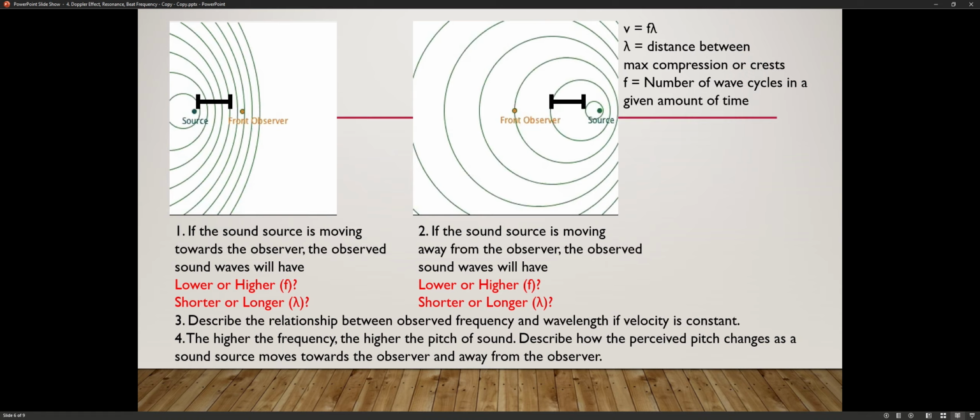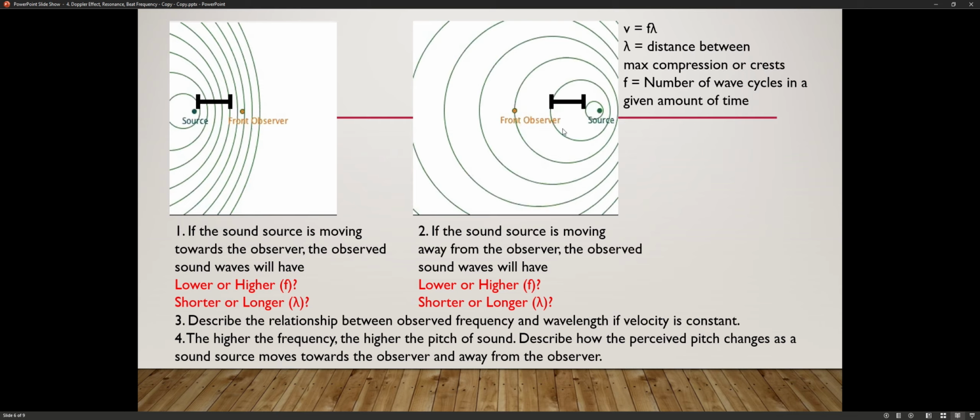So let's examine these two images. Right, let's ignore all the words for now. On the left image, it's basically just a screenshot of the sound source moving towards the observer. And because the sound source is moving towards the observer, you see all these bunched up lines. Right? There are more sound waves hitting the front observer as the sound source is moving towards the observer.